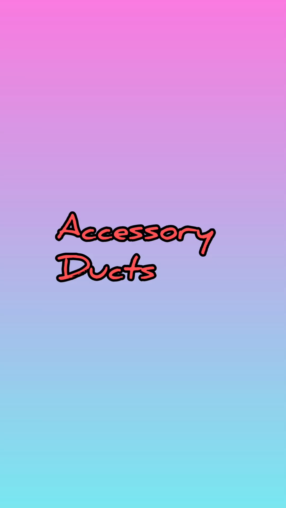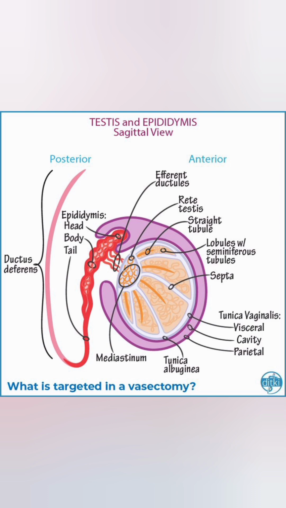Accessory ducts and their role. These are the supportive organs which are important for maturation and ejaculation of sperm. It includes the following organs. Epididymis. It is a long coiled tube-like structure located on the posterior surface of both the testes. Here the newly formed sperm mature and gain the ability to swim. After maturation, the sperm get stored here.